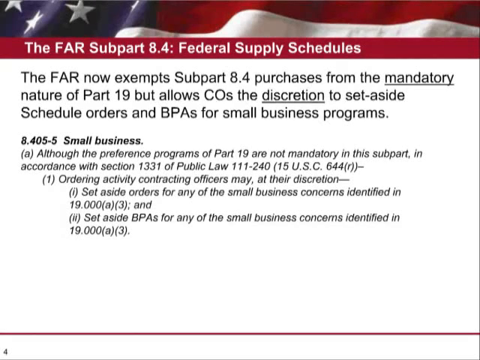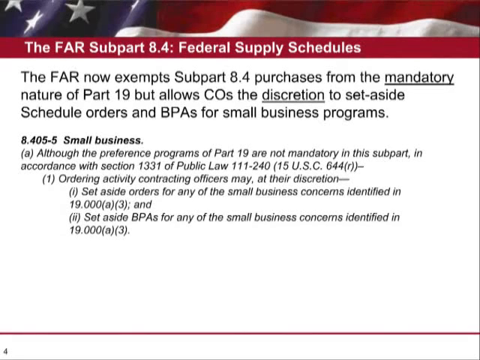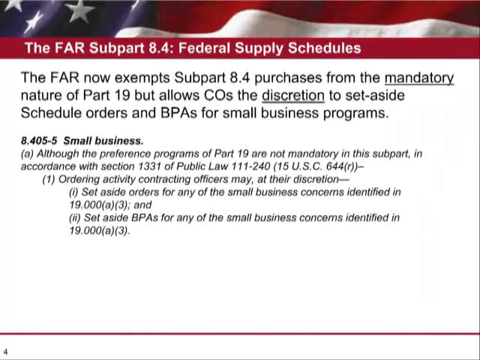And what this basically means is that where part 19 has language saying that all contract actions below the simplified acquisition threshold, the SAT, which today is $150,000, part 19 says that all orders or all contracts below the SAT have to be set aside, and all contract actions over the SAT have to be set aside when there's expectations that you have at least 2 capable and responsible small businesses. That's the mandatory part of 19 that still doesn't apply to schedule orders.